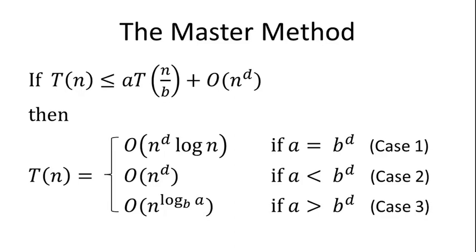In case 2, the number of recursive calls, A, is strictly smaller than B to the D, then we get a better running time upper bound of O of n to the D. And when A is bigger than B to the D, we get this somewhat funky looking running time of O of n raised to the log base B of A power. We'll understand where that formula comes from a little later. So that's the master method. It's a little hard to interpret the first time you see it, so let's look at some concrete examples.